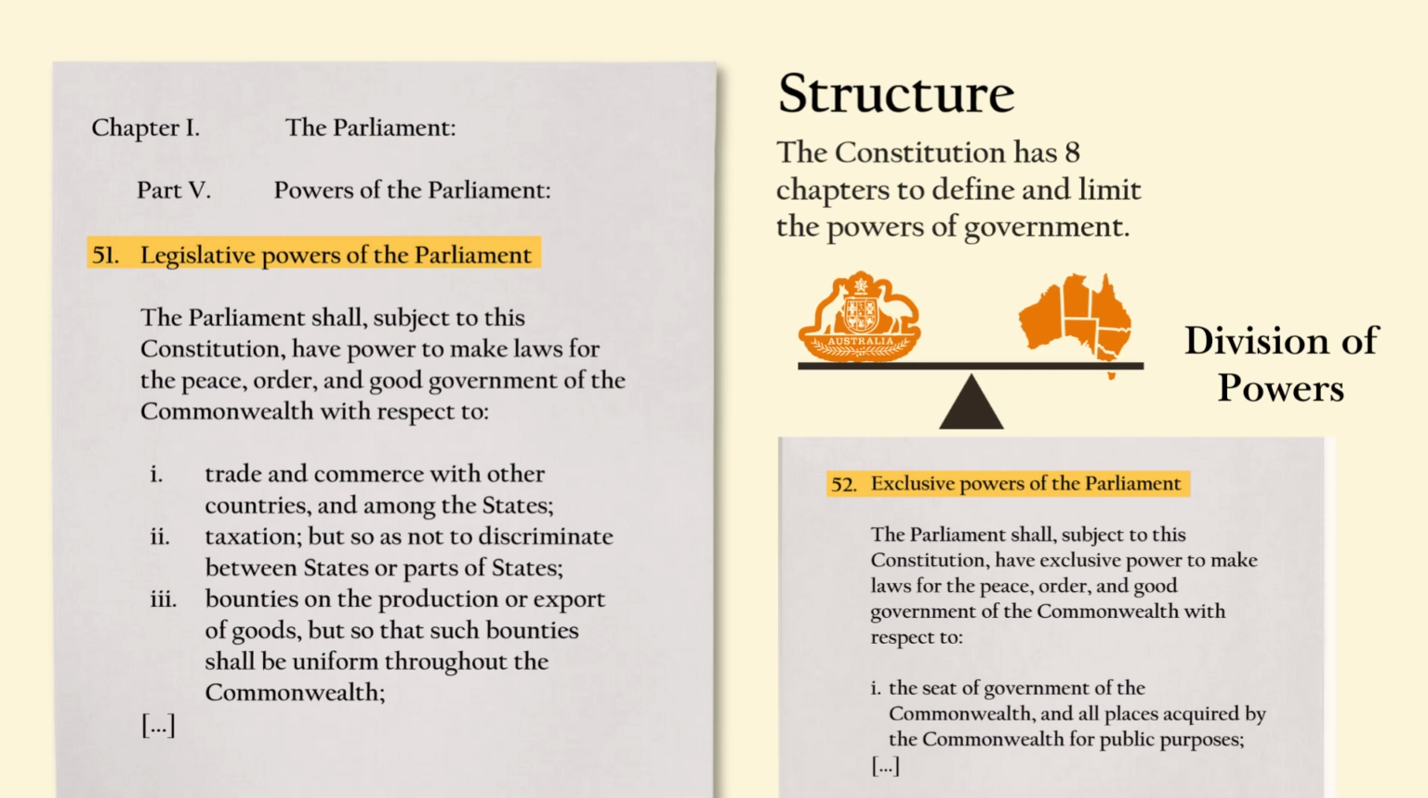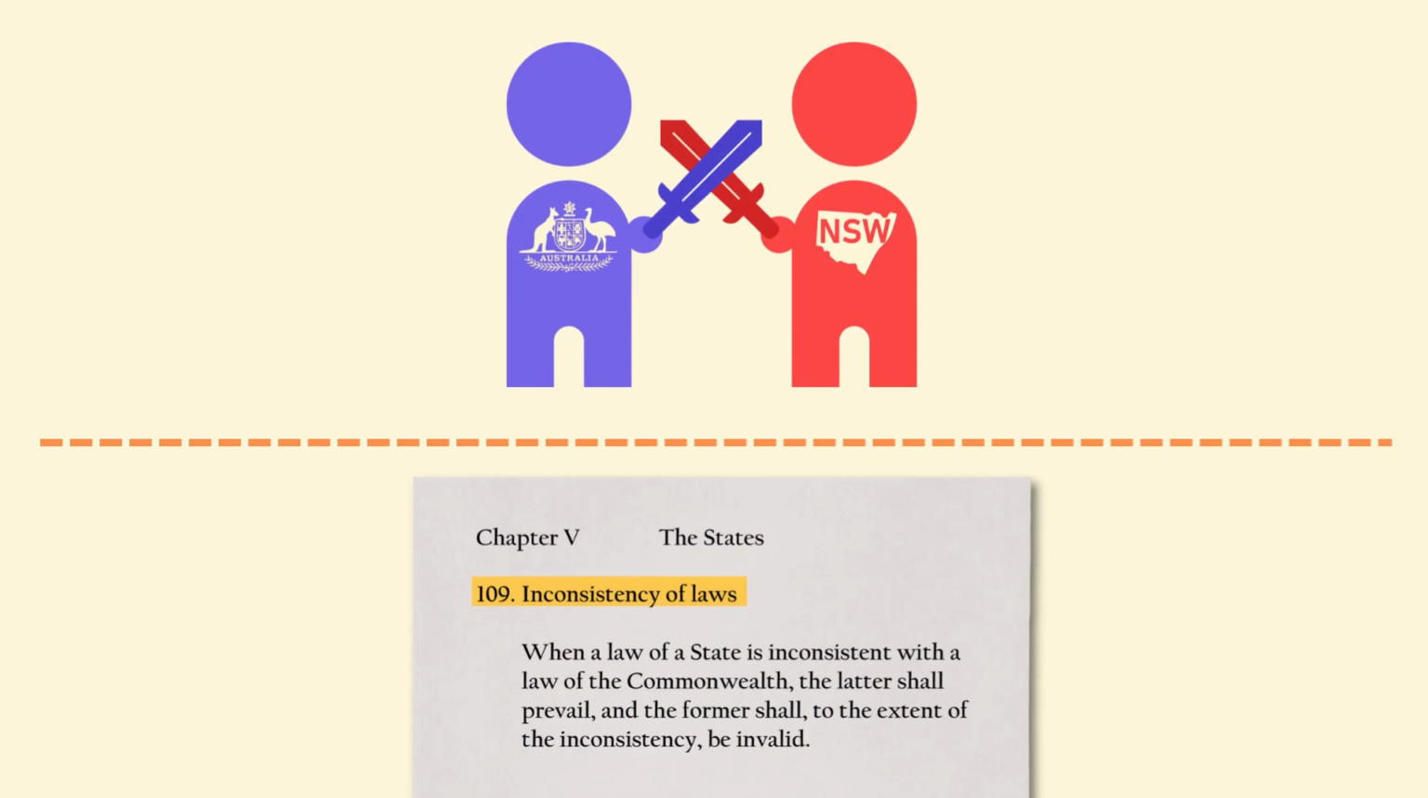As state governments are generally closer to the community, they are able to deliver services that meet the needs of their community. If there is any conflict between state and federal laws, the federal law will override the state law.